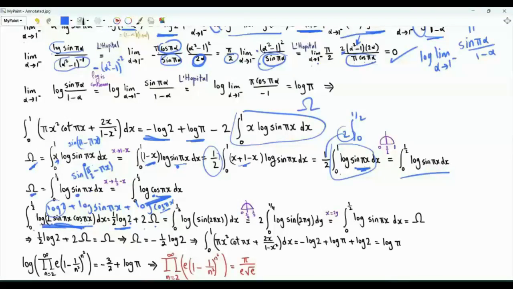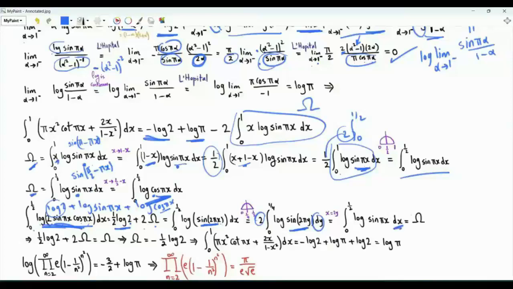But we can evaluate this integral in a different way. 2 sin(pi x) cos(pi x) is sin(2 pi x). This function here is symmetric about 1/4. So this integral is double the integral from 0 to 1/4. Here I'm writing the integral using the dummy variable of integration y. Let's do the change of variables. x is equal to 2y.